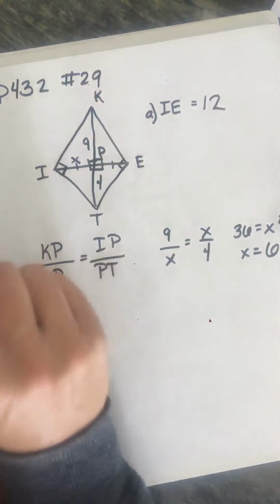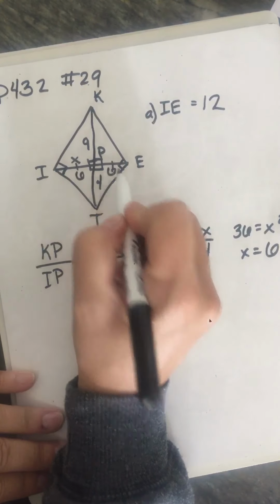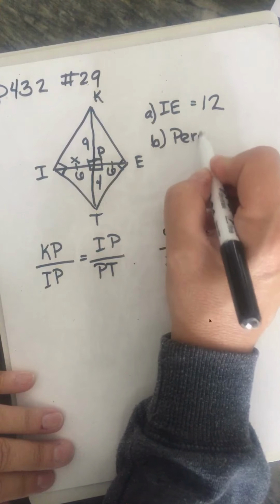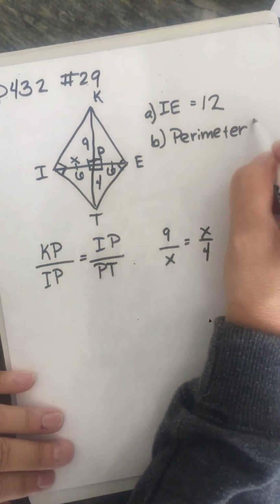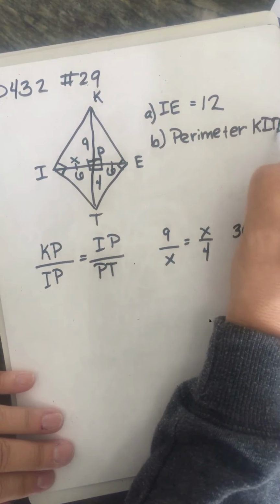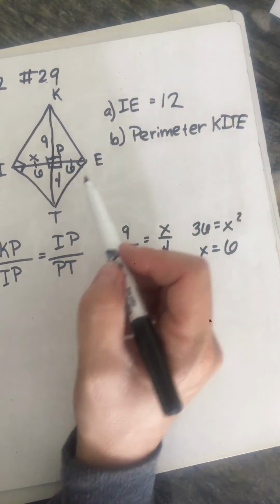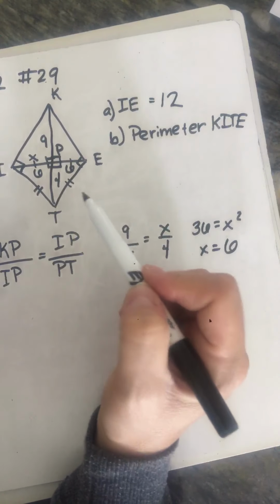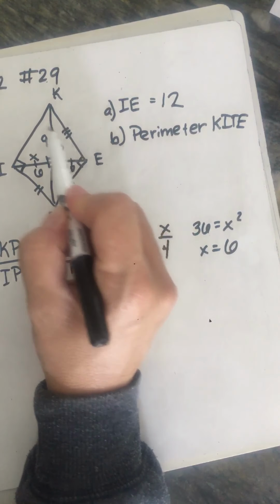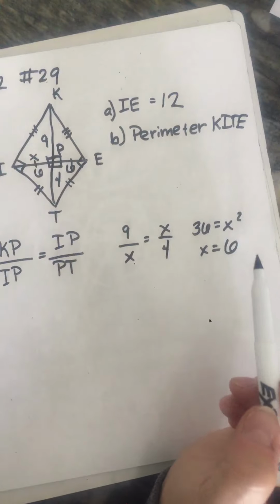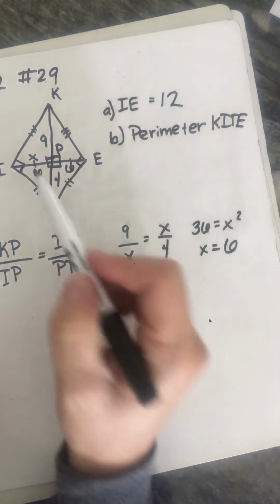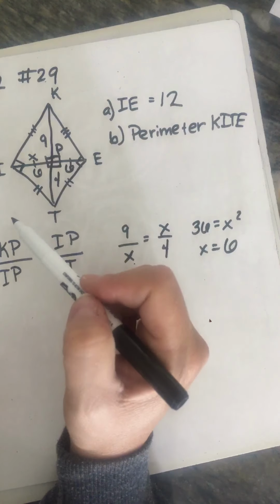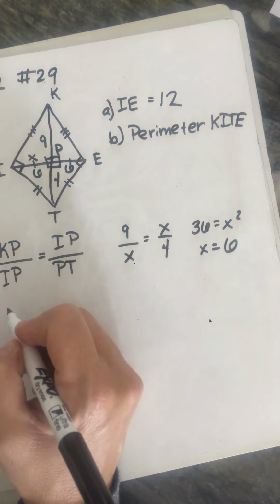Then, I'm going to mark these just because that might be helpful. In part B, they're asking for the perimeter of KITE. We know that this side and this side are congruent, so if we find one, we're good for the other. And this side are congruent. It looks like we've got some right triangles. We know 2 of the sides and we're missing the 3rd. So let's use our friend the Pythagorean theorem.